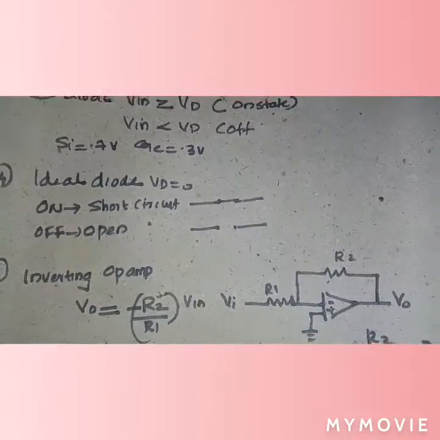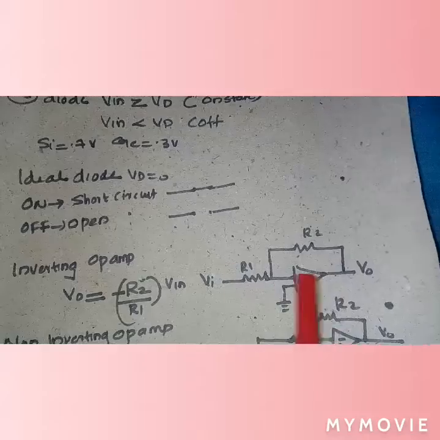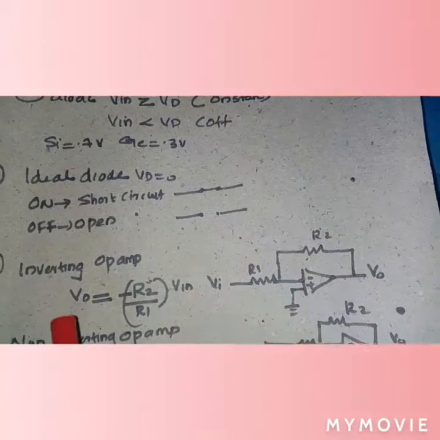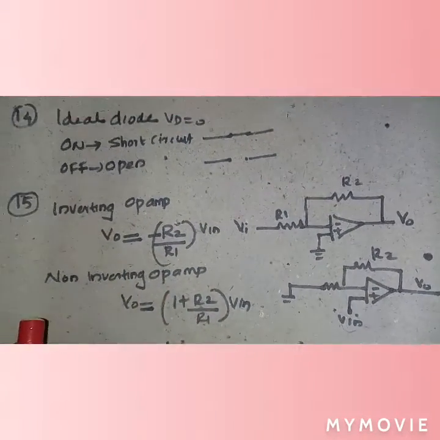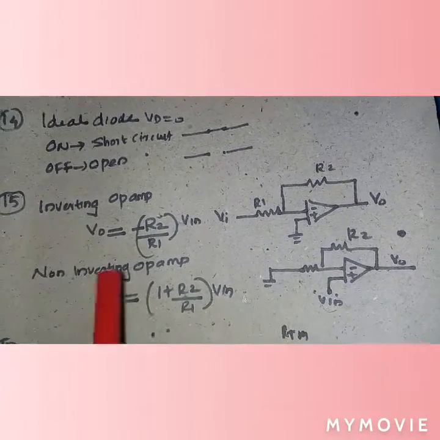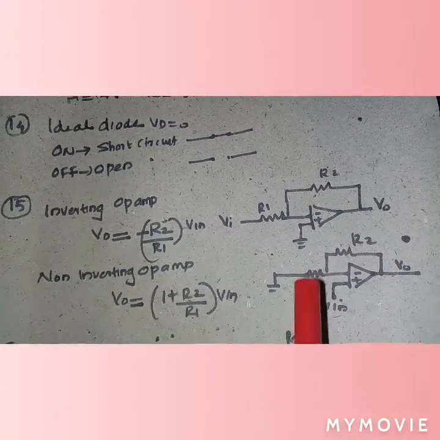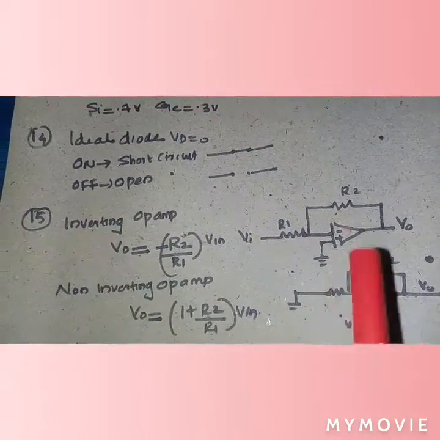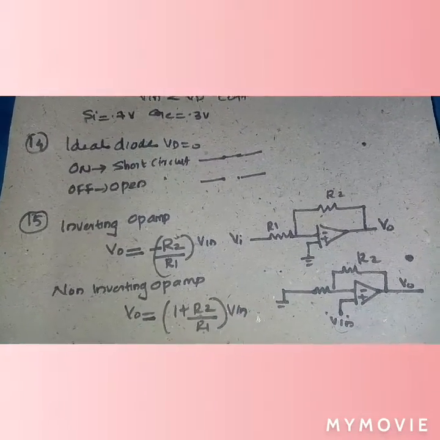We consider the inverting op amp, in which we have the inverting terminal and a non-inverting terminal. Here R1 and R2, R2 is the feedback resistance. Vout is equal to minus of R2 by R1 into Vin. Non-inverting op amp, VO is equal to 1 plus R2 divided by R1 into Vin. In non-inverting op amp, the voltage input is connected to the non-inverting terminal. In inverting op amp, the voltage input is connected to the inverting terminal.